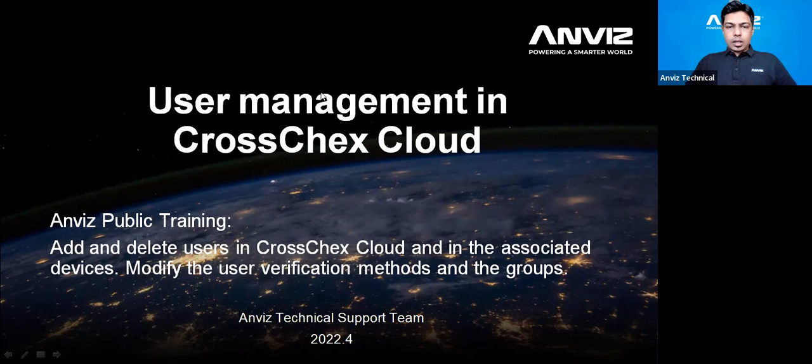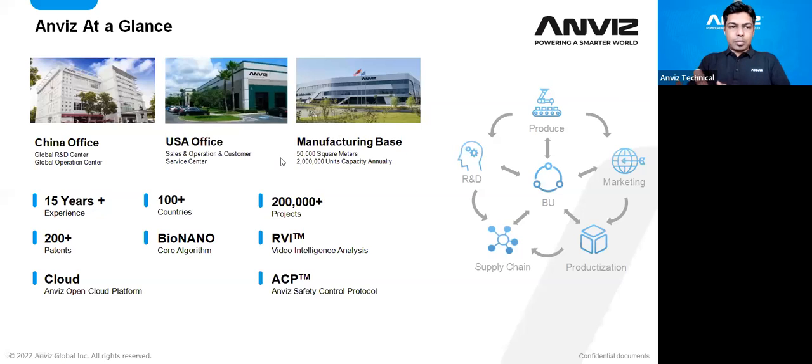Before starting the training, let's have a brief look at the company. I'm going to cover the company introduction here. We have an R&D center in Shanghai, China, and we have our US office and manufacturing base in Shanghai, China. We have been in the market for the last 15 years, with a presence in more than 100 countries. We have covered more than 200,000 projects till now, and we hold more than 200 patents.